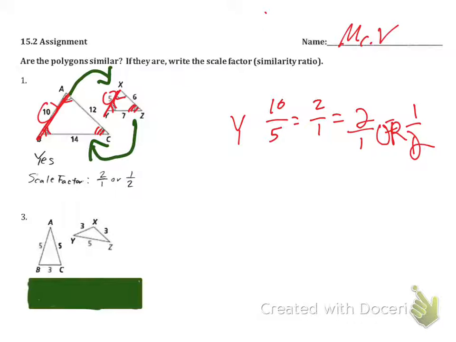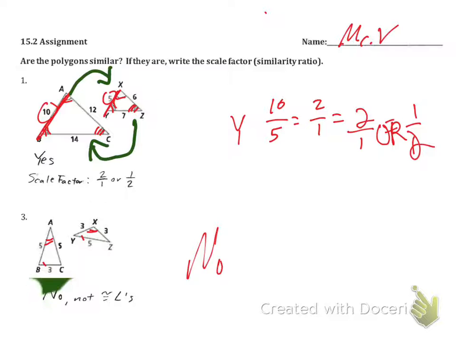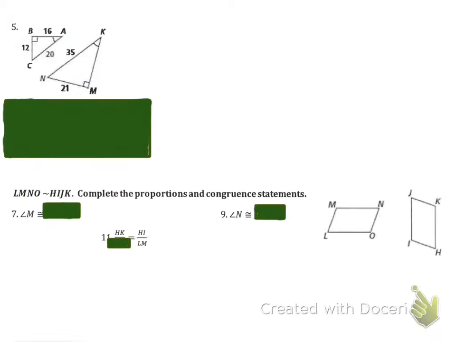All right, let's look at this one. Immediately I can say no because it doesn't give me any angle markings like we had before. It has none of those, so the angles aren't the same. Therefore the polygons are not similar. So then I don't have to do anything. So no, not congruent angles.